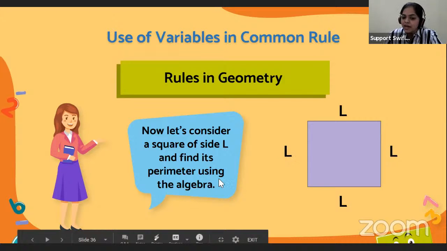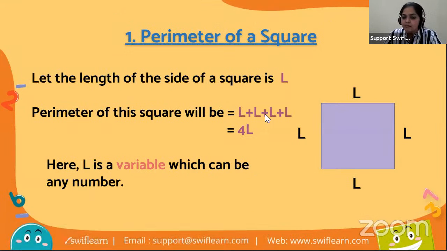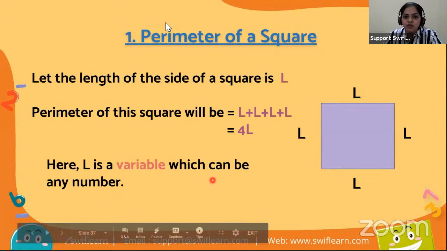So we know that the perimeter will be equal to the sum of all the sides. So its value, the perimeter of the square, will be L plus L plus L plus L. So that will be equal to 4L. Got it? And here L is a variable which can be any number. We can take this value as 1, 2, 3 and 4.